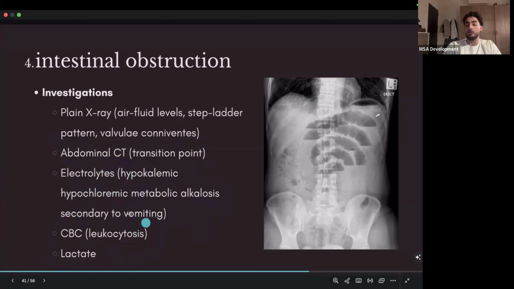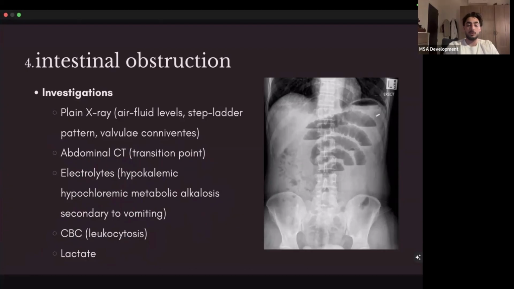CBC, so that you could see the leukocytosis, and lactate. Now, lactate is very important because it's a sign of ischemia. So if you see lactate, then that's not too great of a sign, and you might need to rush your management a little bit. Okay.